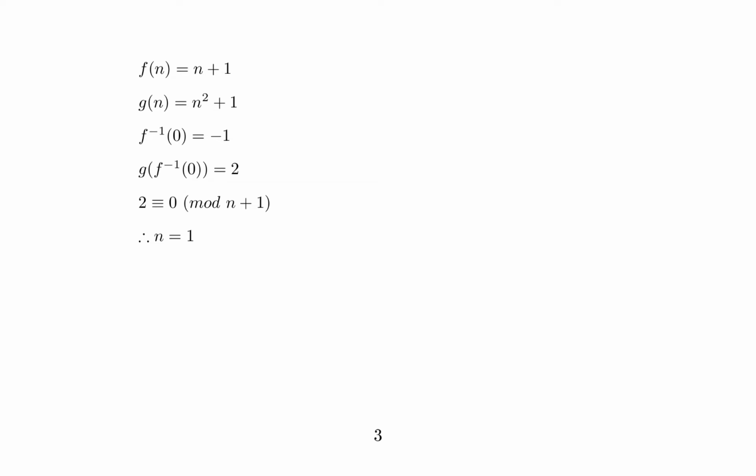So we put the f inverse of 0 in g to get minus 1 squared plus 1, which is 1 plus 1, which is 2. Then we proceed to find the integers n such that n plus 1 divides 2. So we want the remainder to be divisible as well as the number itself. There's only one such positive integer, 1, and there's also 0, which is a trivial answer. Next, there's also minus 1 if you count that, but we want only natural numbers, so 1 is the only answer.